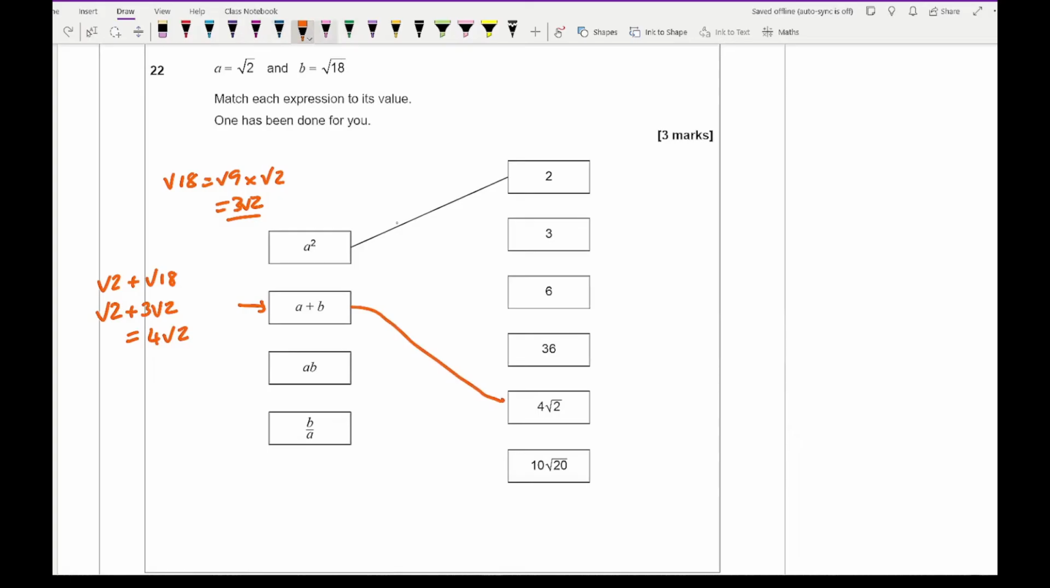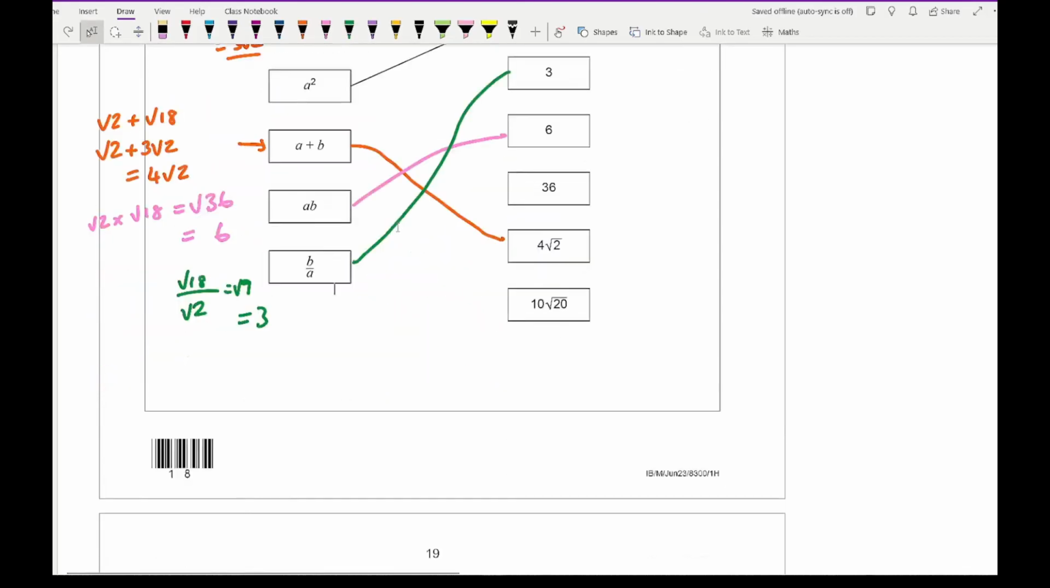Then with the next one, I've got AB. Well, AB is going to be root 2 times root 18, which is root 36, and square root of 36 is 6, so that is going to be there. And then b over a, well, that's going to be root 18 over root 2, which equals root 9, and root 9 is 3, so it's just a case of connecting those with those.